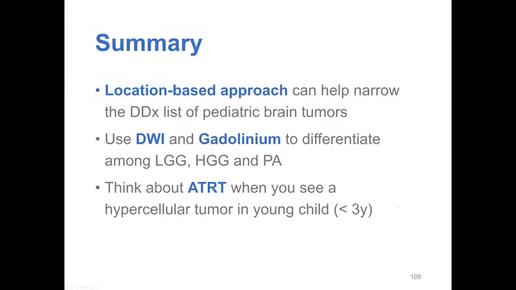Summary: a location-based approach can help us bring up the most common 2 or 3 types of tumors in each location. Then use diffusion-weighted images and gadolinium to differentiate these and narrow your differential diagnosis. And think about ATRT when you see a highly cellular tumor in young children, in either location, supratentorial or infratentorial, just see a high-grade tumor. Think about ATRT. That's it.